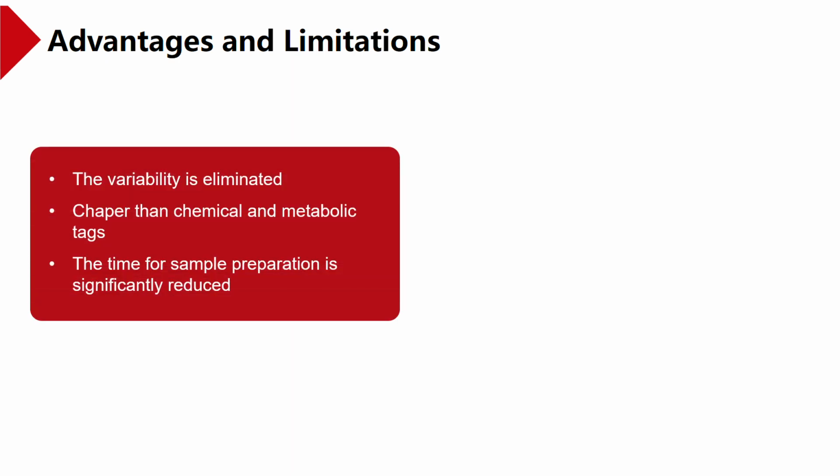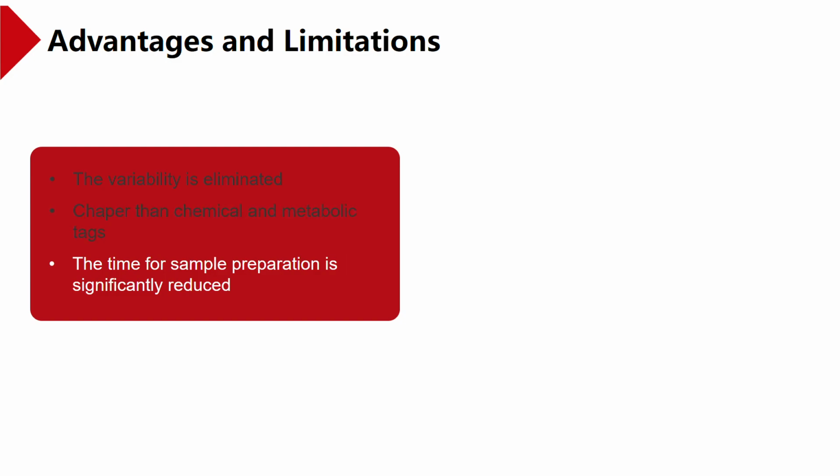Label-free quantitation is an attractive approach for three major reasons. First, the variability that chemical labeling or tagging may introduce is eliminated. Second, chemical and metabolic tags are usually expensive. Third, the time for sample preparation is significantly reduced by the elimination of numerous steps.